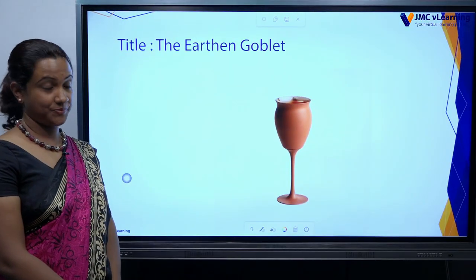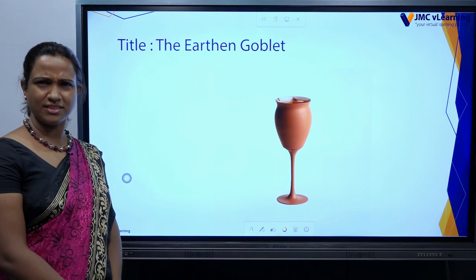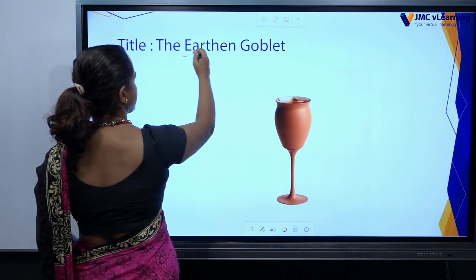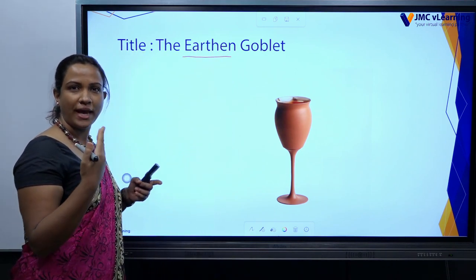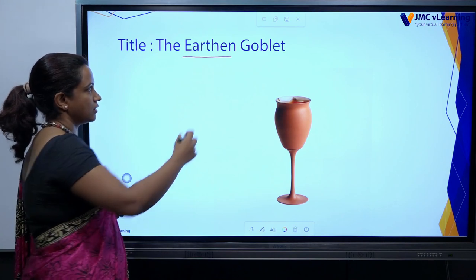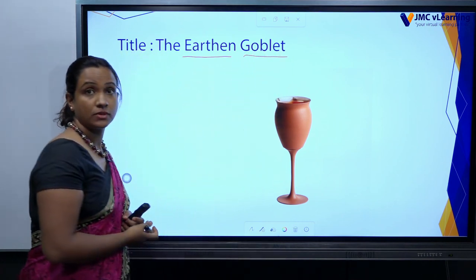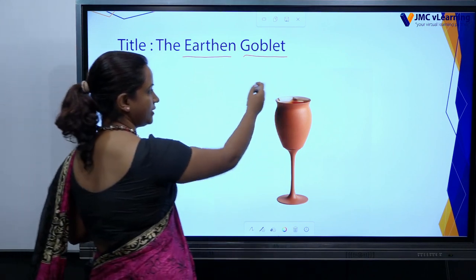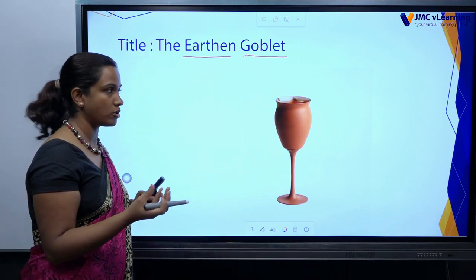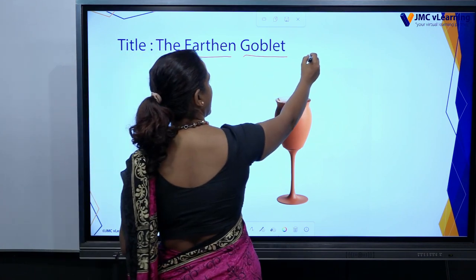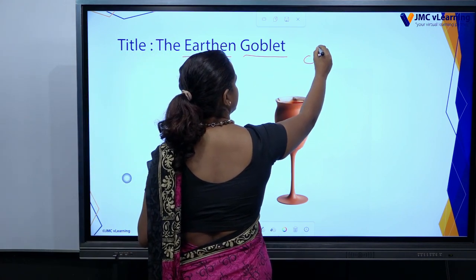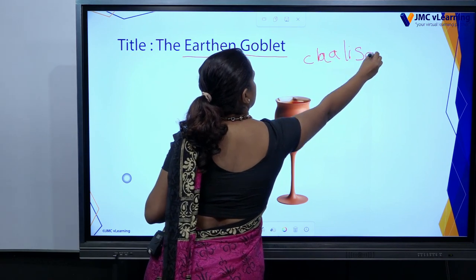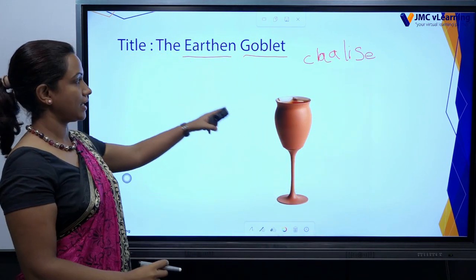Let's look at the title, the Earthen Goblet. What does that mean? The earthen here means something you extract from the earth. What is a goblet? A goblet is something used to hold water, just like this. It holds water or any other liquid. We also call it a chalice. That is to hold water.